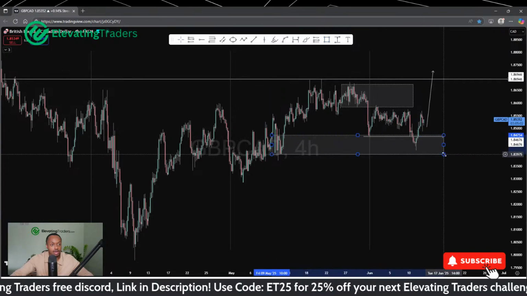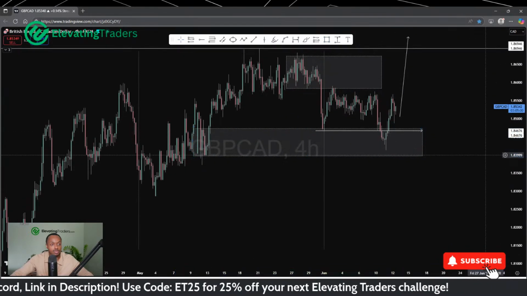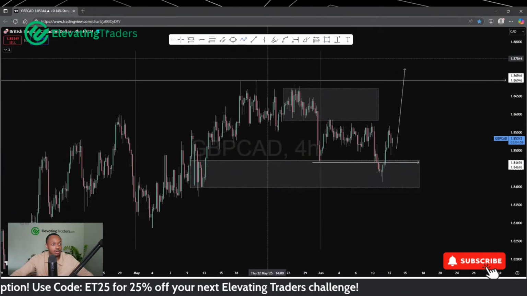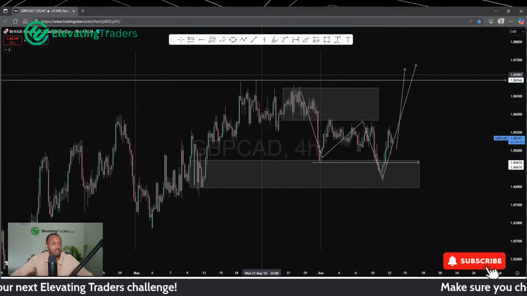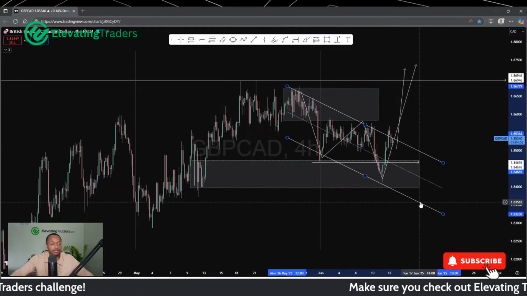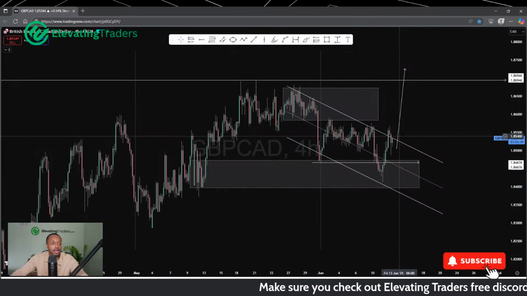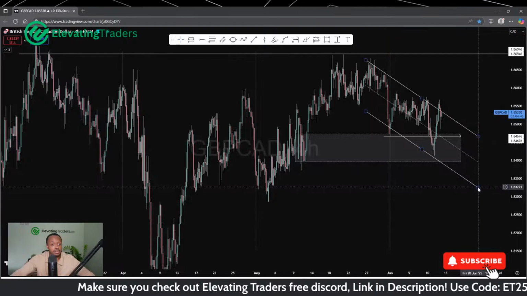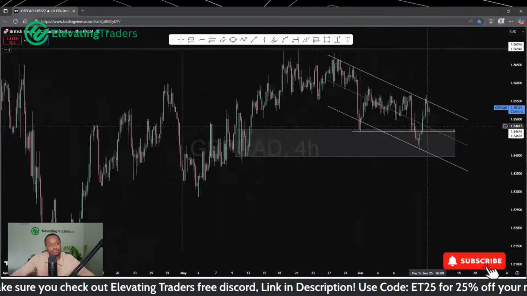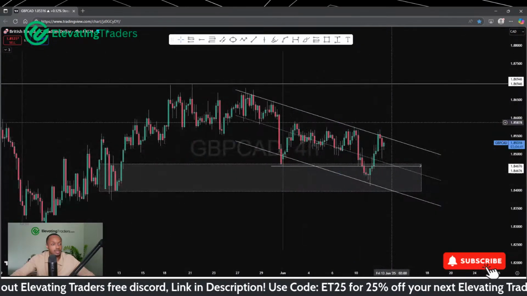We've pulled back into a nice area of demand. Looks like we've formed this kind of flag pattern, if you will. Correction 1, correction 2, and perhaps now we can actually see some follow through. So yeah, Pound CAD to me is looking pretty bullish here. I mean, it's not very bullish, but I do think we can see some more upside.